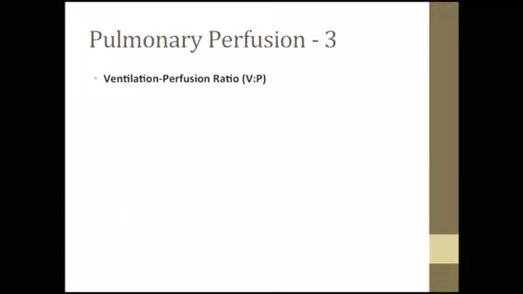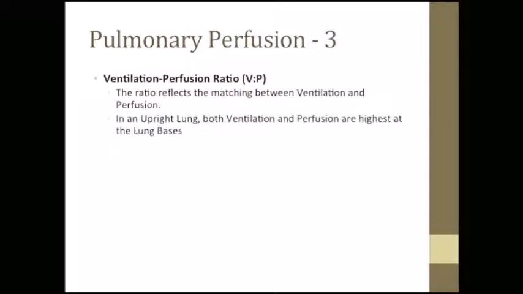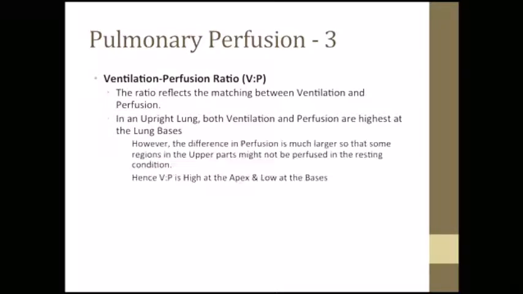Okay, so now we're going to the ventilation perfusion ratio, the V/Q ratio. This ratio basically reflects the matching between your ventilation and perfusion. So in an upright lung, both V and Q are highest at the lung bases, like I told you earlier. However, the difference in perfusion is much larger than that of the ventilation at the bottom of the lung. Hence, your V/Q ratio is high at the apex and low at the bases. You can do the math and you can see that it is true.